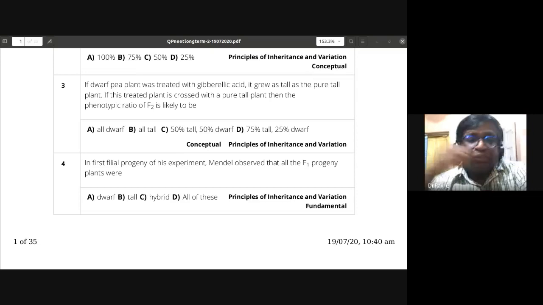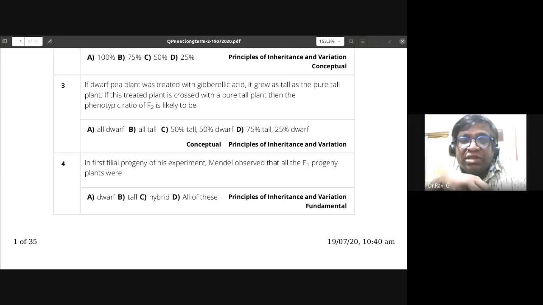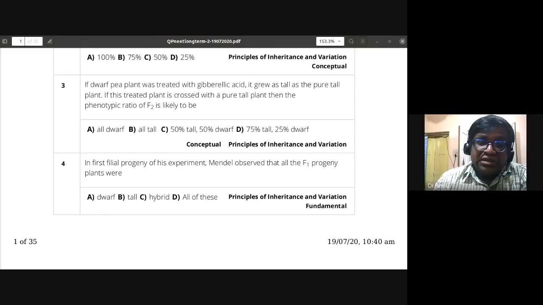The fourth question is, in the first filial progeny of his experiment, Mendel observed that all the F1 progeny plants were, and they have given four choices: dwarf, tall, hybrid, all of these. So in the first filial progeny, Mendel observed that all the F1 progeny plants were hybrid, because the dominant character was exhibited. So that is the answer. Fourth one, C is the answer.